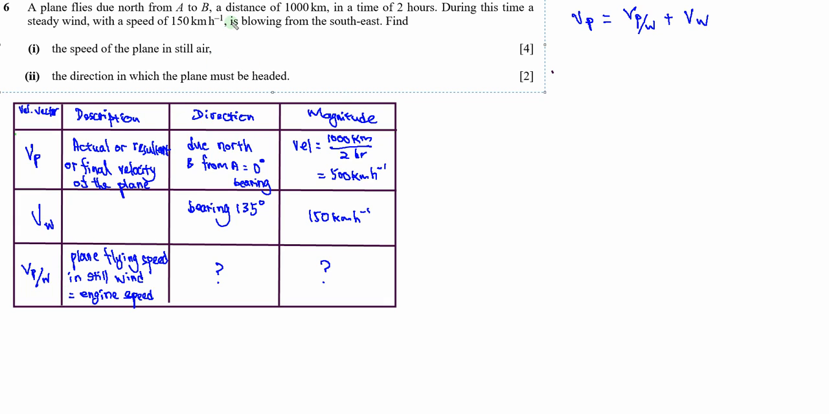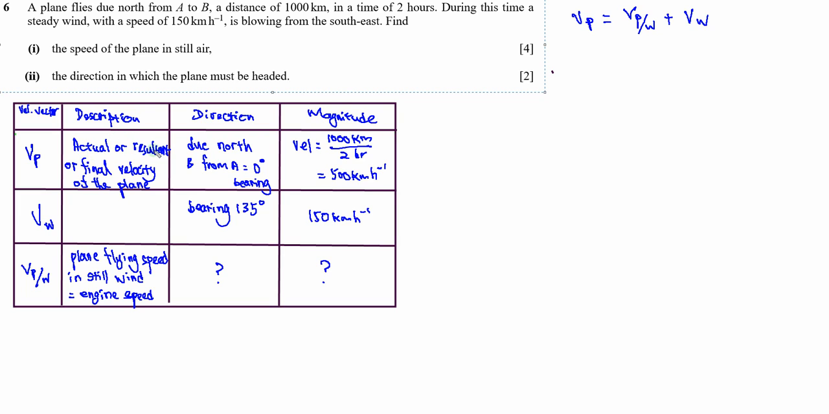Okay, now let's look at the information given. The plane is flying due north from A to B, a distance of 1000 in a time of 2 hours. Now, the plane is required to fly from A to B. No matter what happens, that is the ultimate direction from A to B. So with the influence of the wind, based on whatever his setting, he must reach from A to B, which is due north.